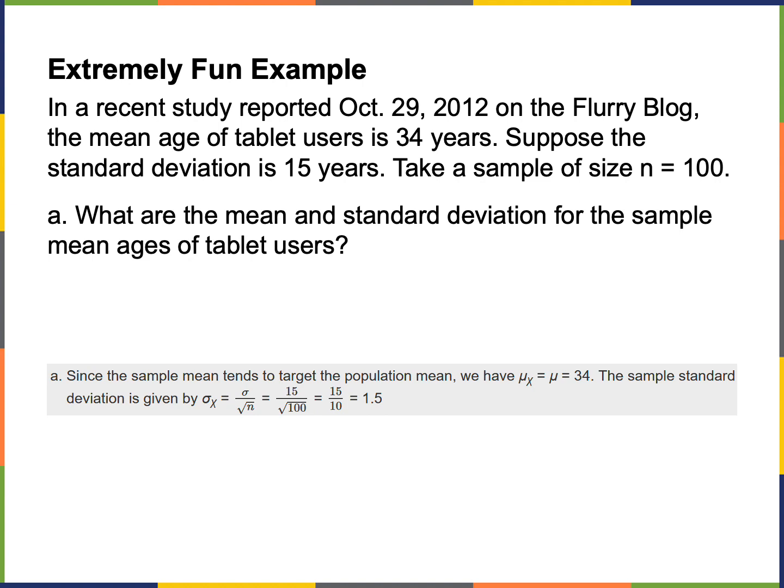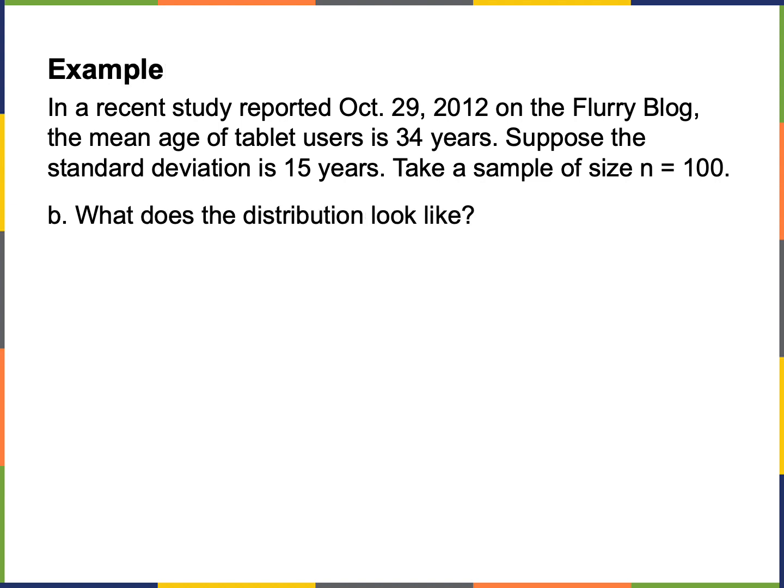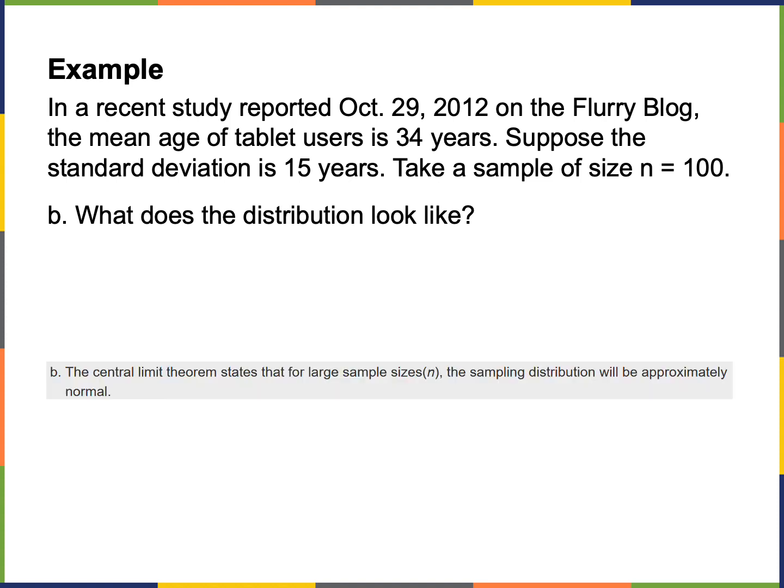Okay, great. All right, so what does the distribution look like? Well, if you're talking about sampling, the central limit theorem, what does that tell us? It tells us that if n is large enough, the sampling distribution will be approximately normal. Okay, so you would say, oh, this is approximately normal.